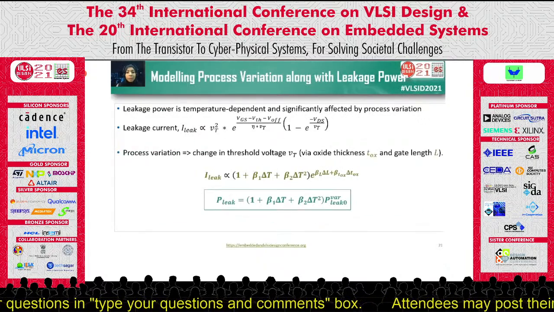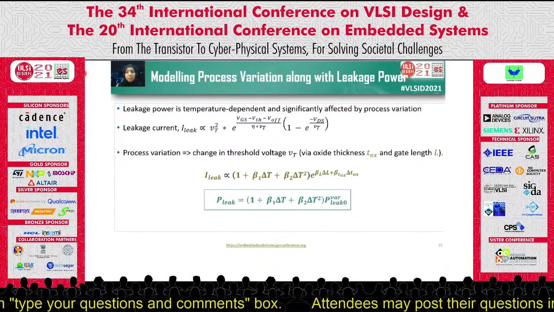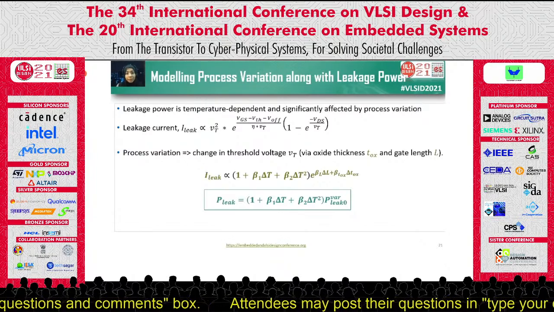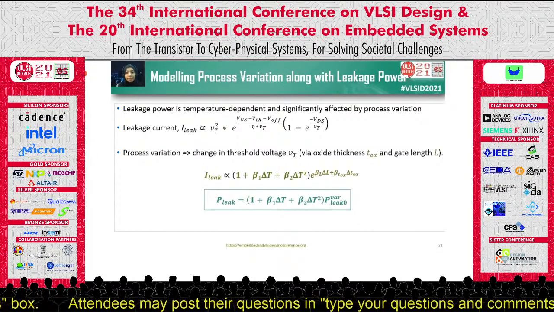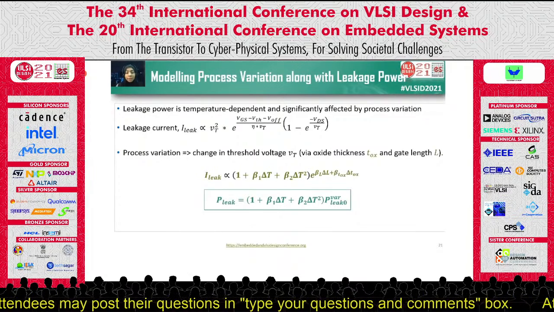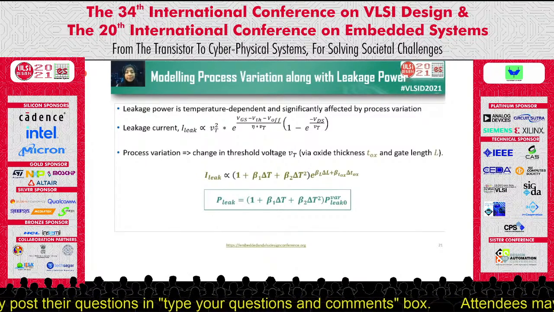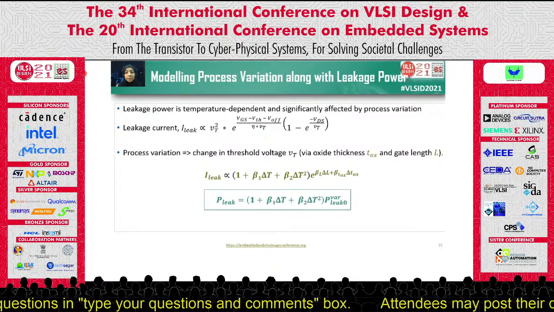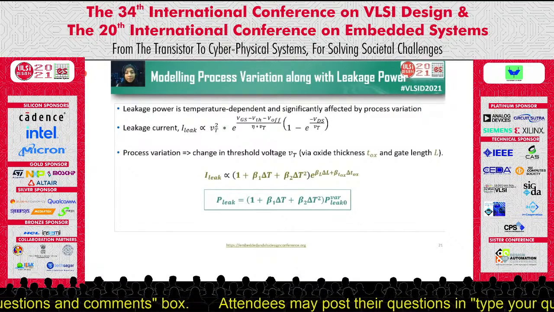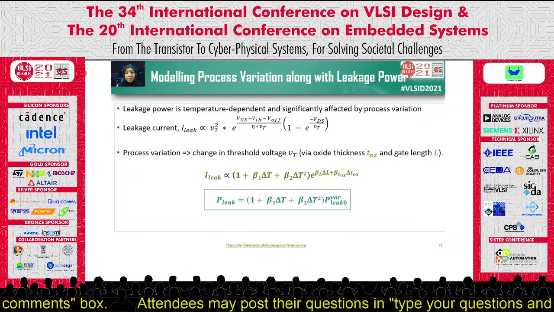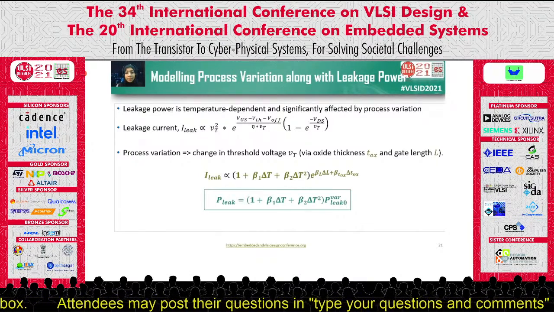Next, we need to model temperature-dependent leakage power. Now, leakage power is dependent on both temperature as well as process variation. So this is the BCM equation, and VT varies with the change in oxide thickness as well as the gate length. So we split this into 2 components. The first is the temperature dependent component, and for that we need a quadratic model. And the second is because of process variation, for which we use an exponential model.